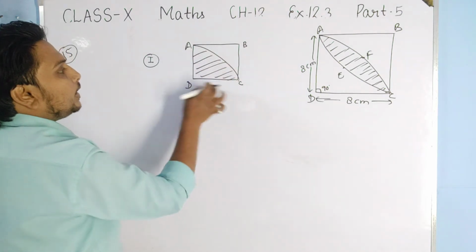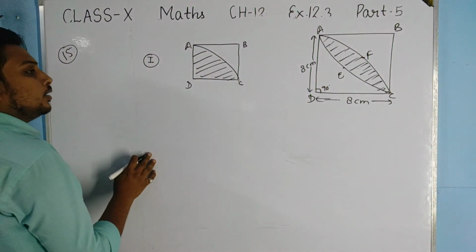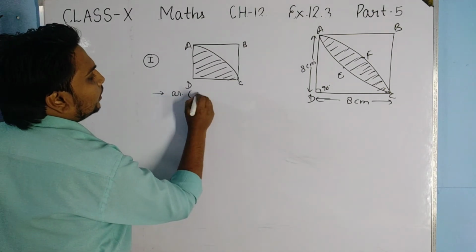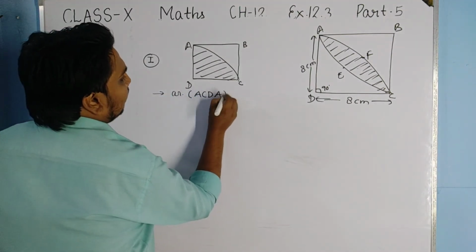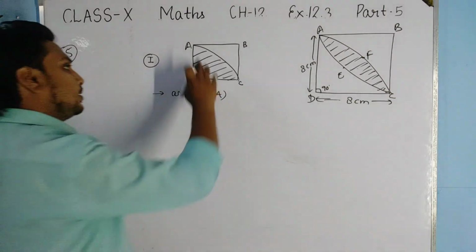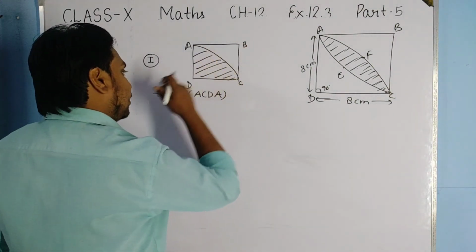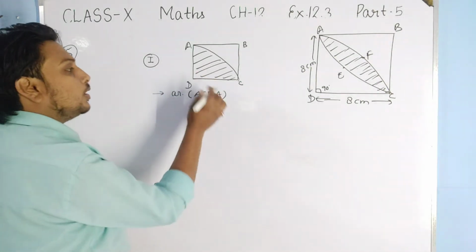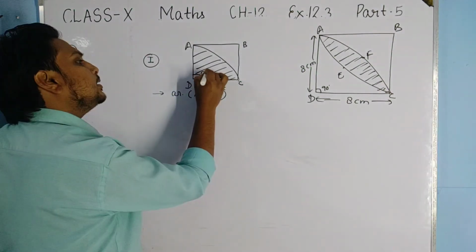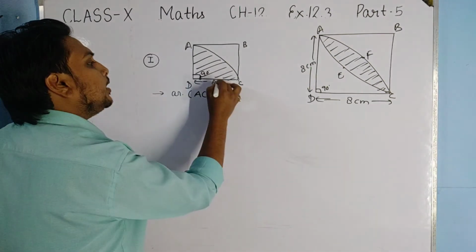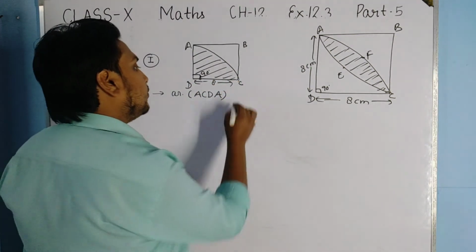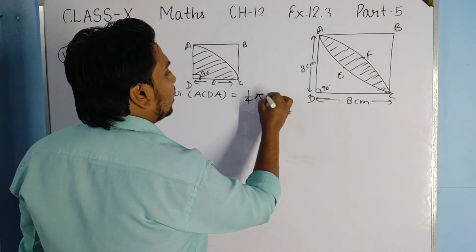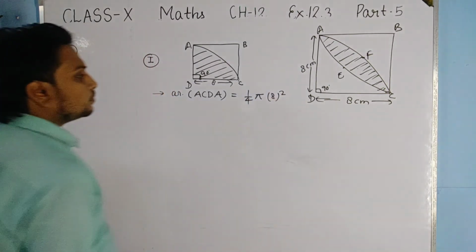Means quadrant ACDA. Okay, in the first step you find the area of ACDA. How will you find the area of this quadrant? No need to subtract anything. It is 90 degrees and here it is 8. So it is 1 by 4 pi r square, where r is 8, so 8 square.